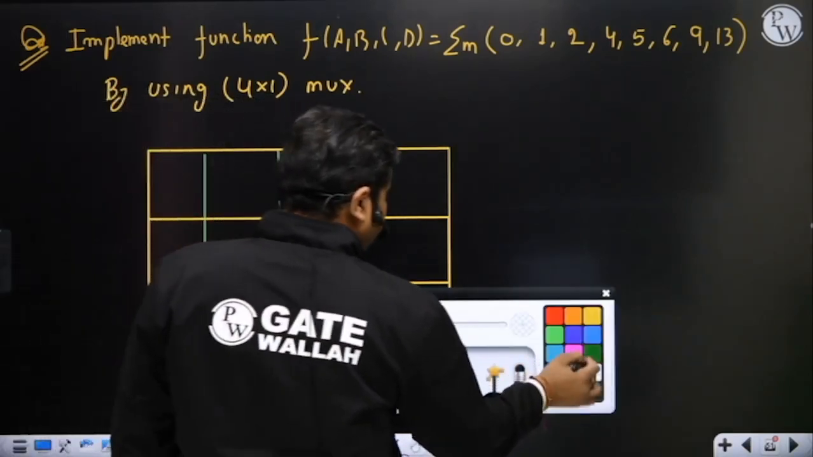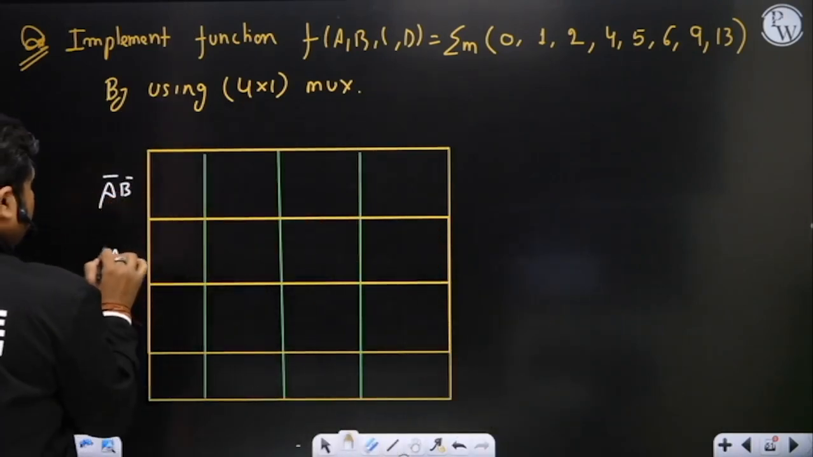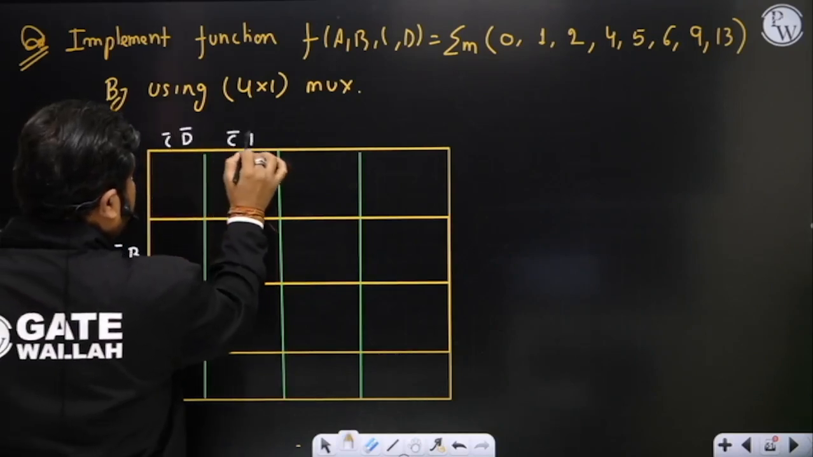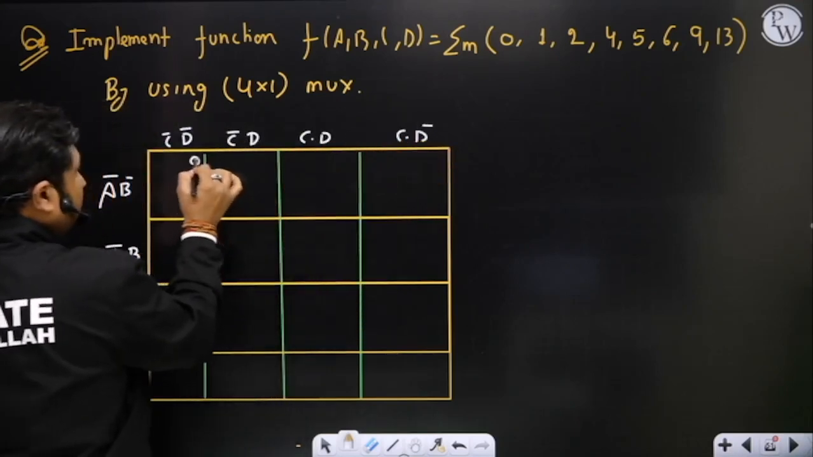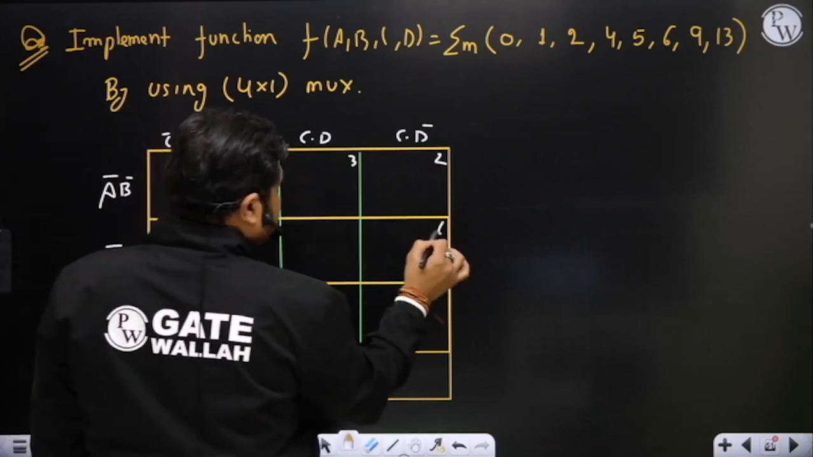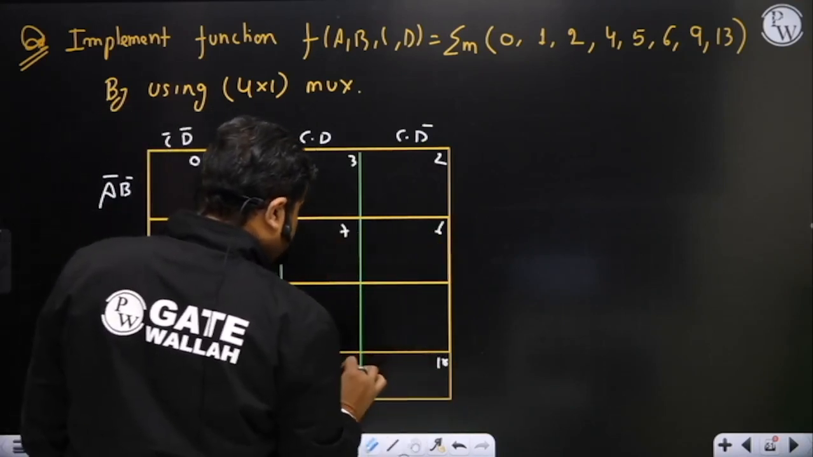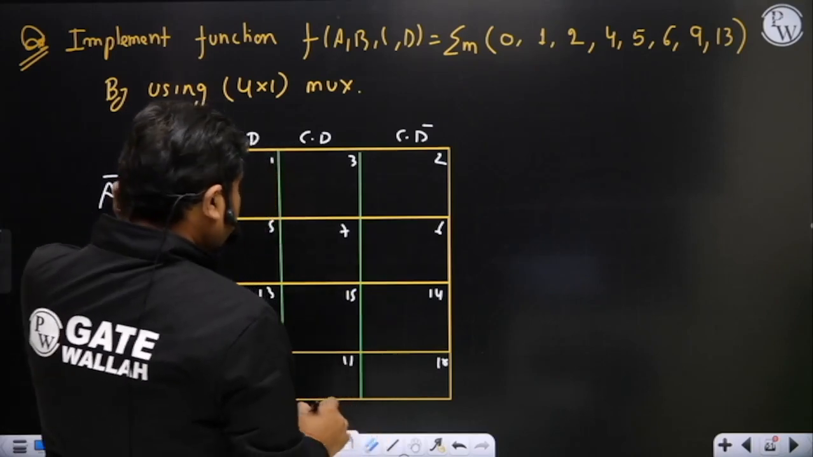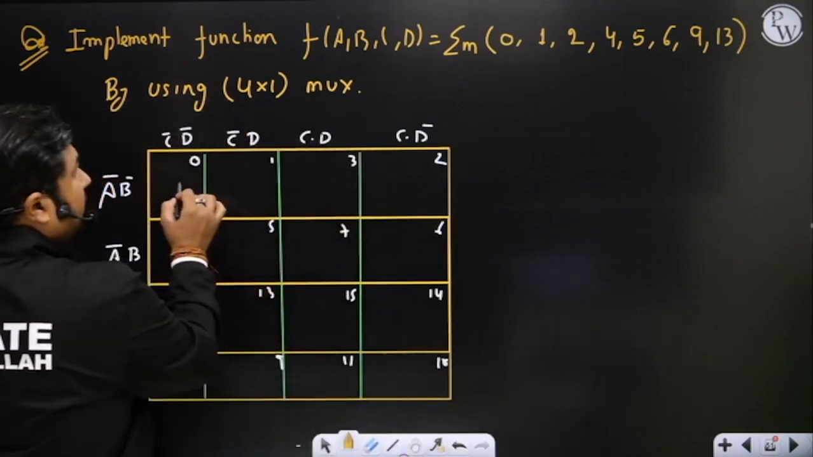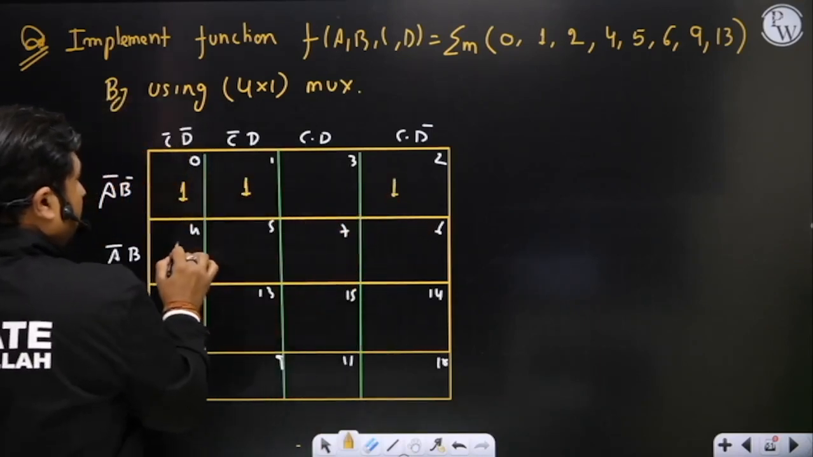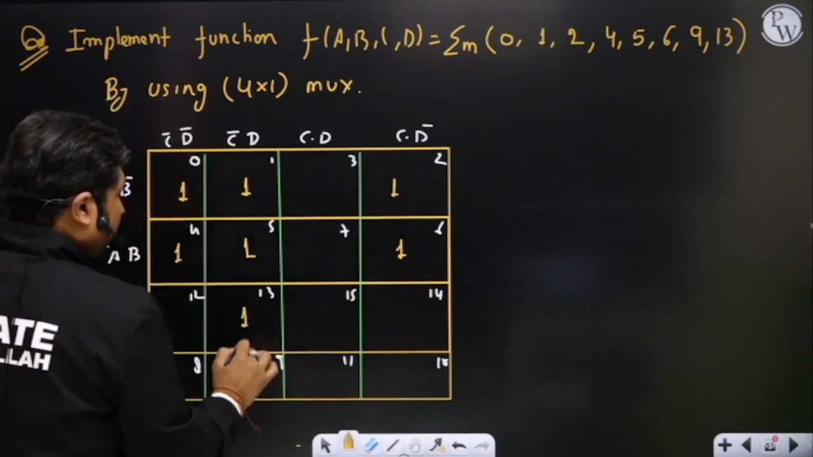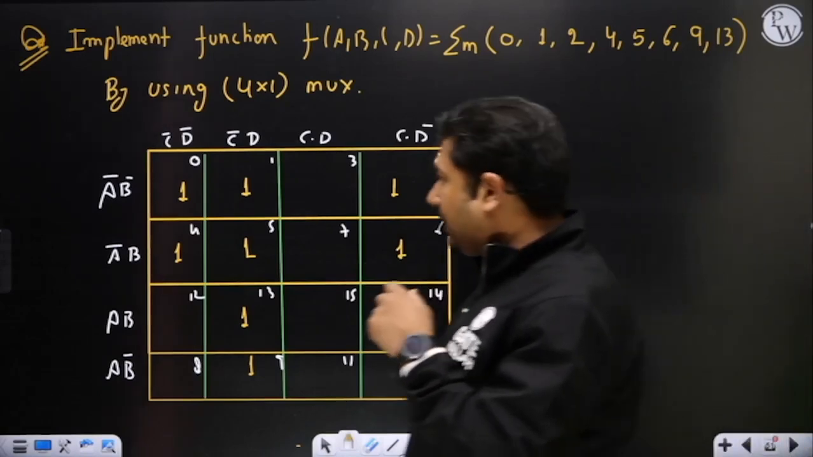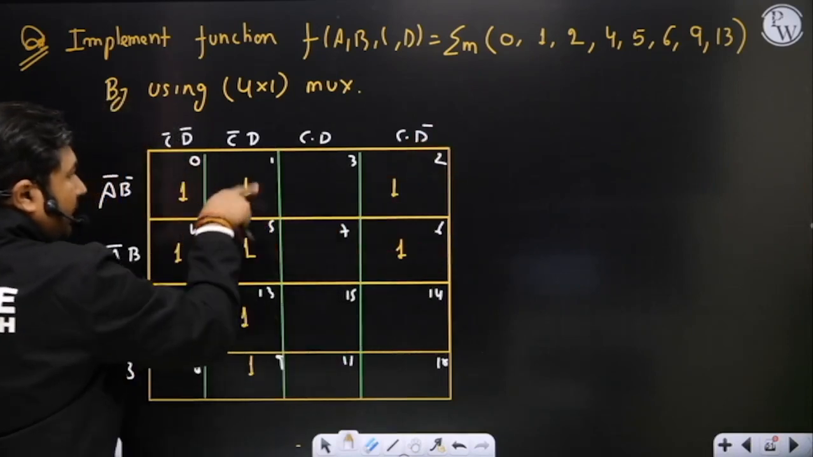So if you observe here, first of all, I am going to put the function onto the K-map. Yes, sir. C bar D bar, C bar D, C D, C D bar. Now I am going to put the function here, 0, 1, 2, 3, 4, 5, 6, 7, 8, 9, 10, 11, 12, 13, 14, 15. So what is the function, sir? 0, 1, 2, then 4, 5, 6, then 9 and 13. Now if you observe, I can either go by the horizontal pairing or by the vertical pairing. But if I go with the vertical pairing, then two pairs are formed. It means a gate is needed.